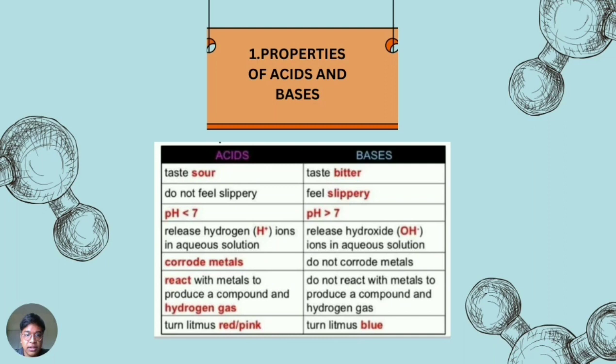The bases taste bitter, feel slippery, have pH more than 7, release hydroxide, OH-, ions in aqueous solution, do not corrode metals, do not react with metals to produce a compound and hydrogen gas, and turn litmus blue.